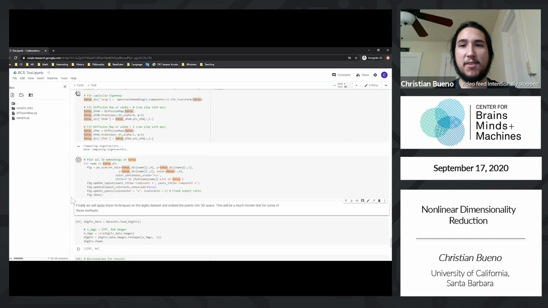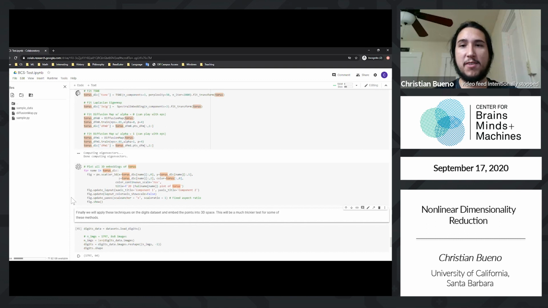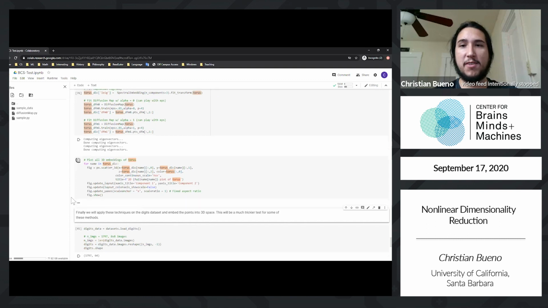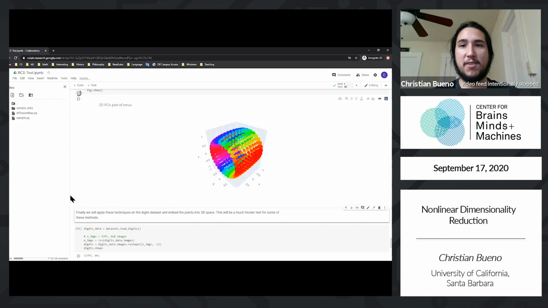So it's taking a bit. Let's see. Oh, okay. Should pop up in another 2 seconds then. Okay, so here's our first visualization of the flat torus.